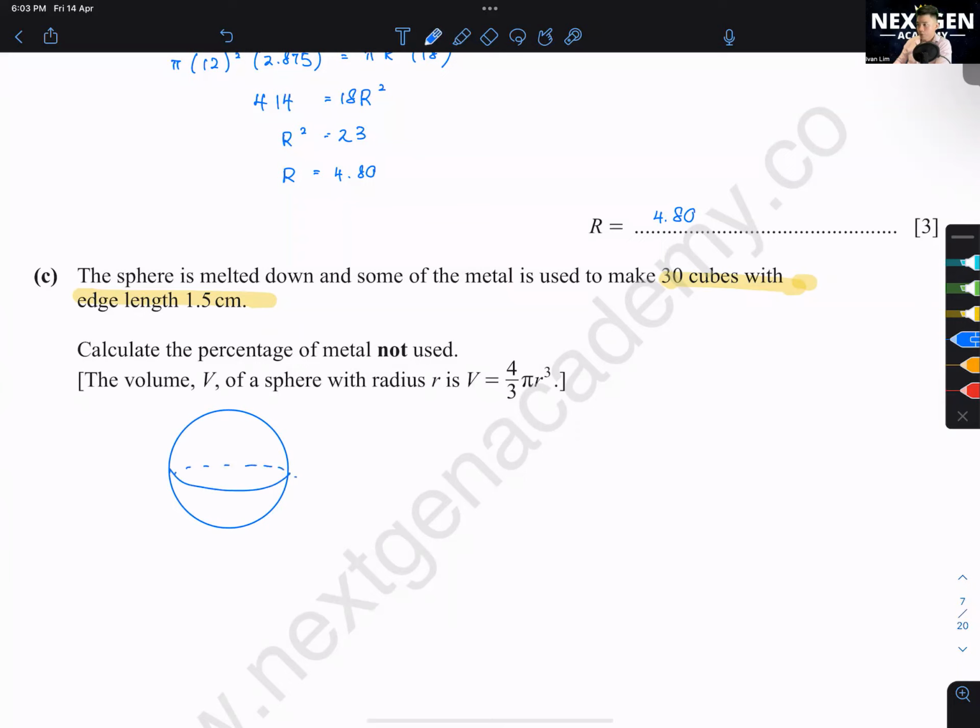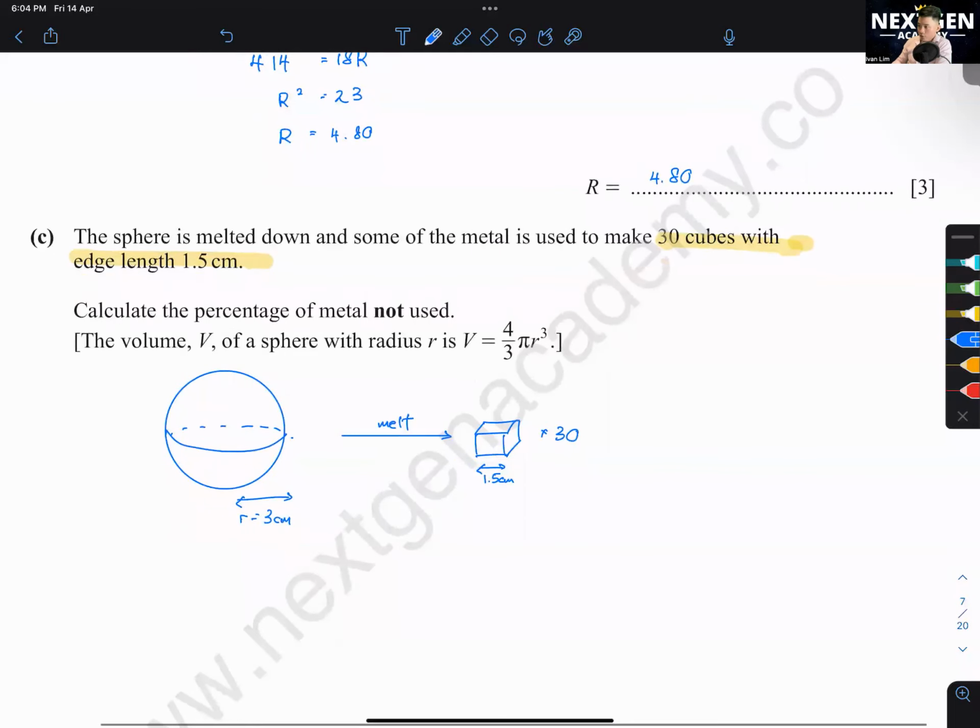What happened to the sphere? The sphere was radius 3 cm. Now I melt it to have 30 of these little cubes. It's 1.5 cm length.